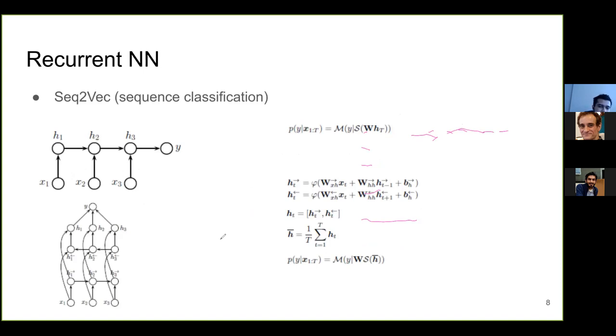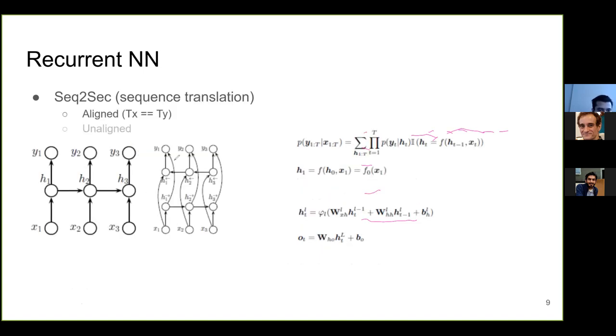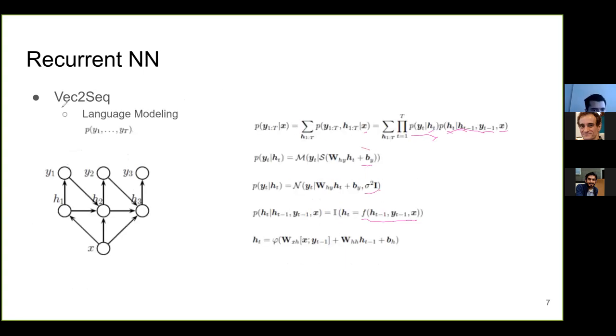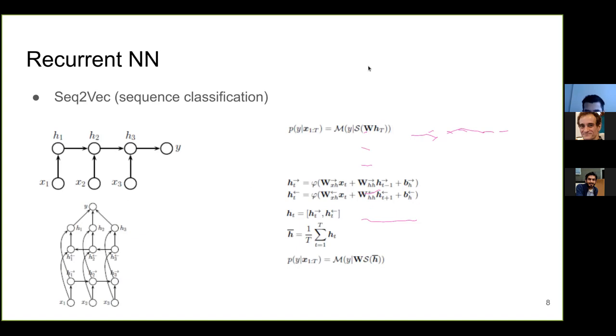Another design of a recurrent neural network is that we have a sequence as input and the output is just a vector. This is usually done for classification. So we can see here there's a sequence of input and a single output. The next step is that we could have a sequence for input and a sequence for output. We are going from one side to another, left to right.